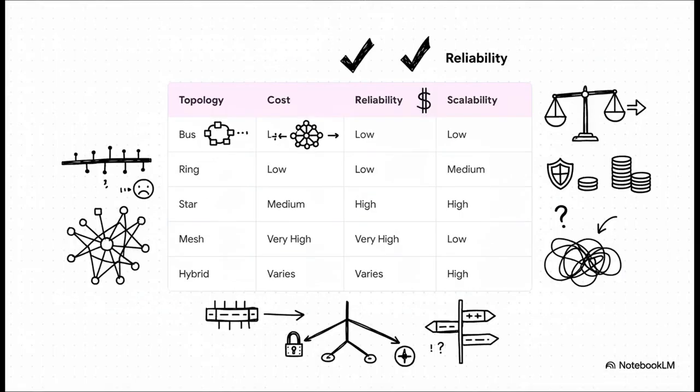All right, let's wrap this all up with a quick cheat sheet. You can see all the trade-offs right here. Bus and ring, super cheap, but you can't rely on them. Star, that's your sweet spot. Great reliability, easy to expand for a totally reasonable cost. Mesh, that's your top tier, ultimate reliability. But man, is it expensive and hard to scale. And then there's hybrid. That's the choose-your-own-adventure option that gives you all the flexibility you need.